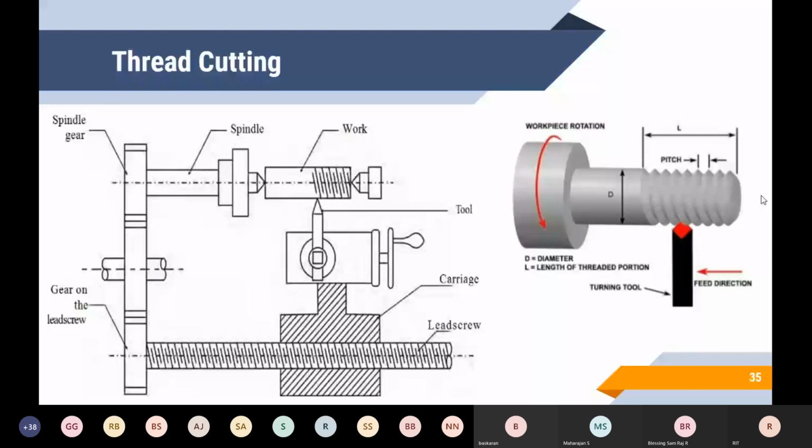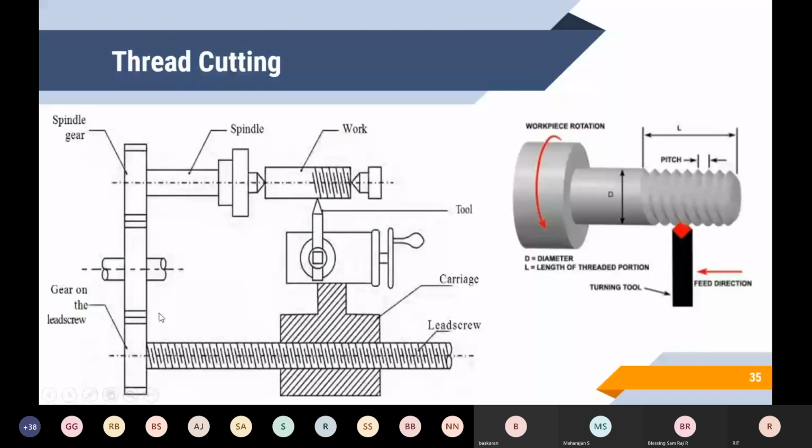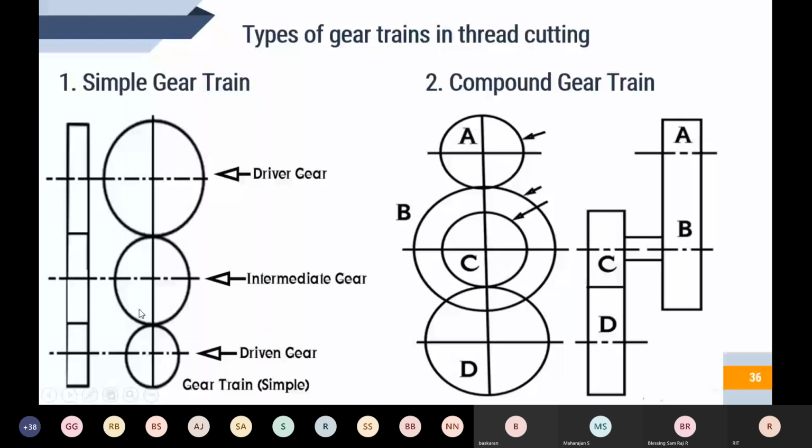And then the types of gear train arrangements in thread cutting. These arrangements were already in the previous slide. This is the arrangement. The simple gear train is very simple. There is no speed variation because only one gear is there. It's an intermediate gear, just to transmit the power from the driver gear to the driven gears. But in compound gear trains, we can attach multiple gears on a single shaft. We can vary the speeds. Nowadays, most geared lathes have compound gear train attachments, for better convenience in various thread cutting speeds.